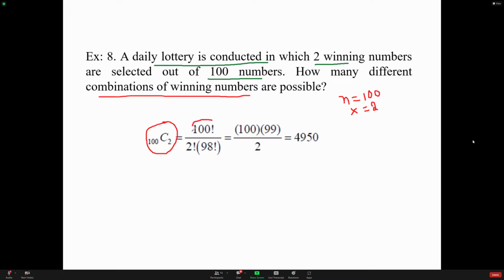So this is factorial n, that is 100 factorial, over factorial x multiplied by factorial n minus x. So n minus x factorial is 100 minus 2 factorial, that gives you 98 factorial. So you can write 100 factorial as 100 into 99 into 98 into 97, etc., up to 1.